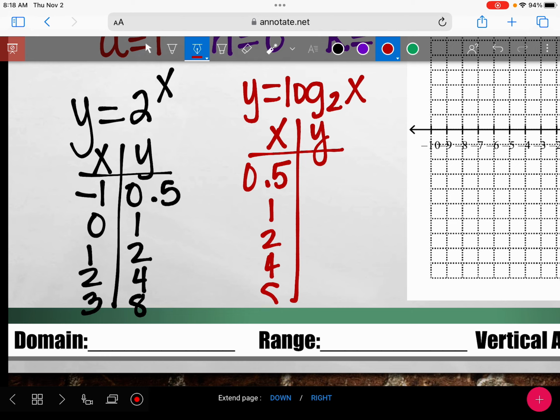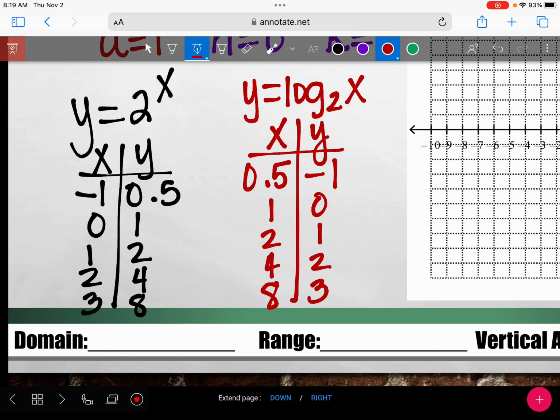Yep, this is always how you're going to do it. You're going to flip your table, and then your y values are your old x values. So all I did was take my points and reverse them. That is how you find the inverse.